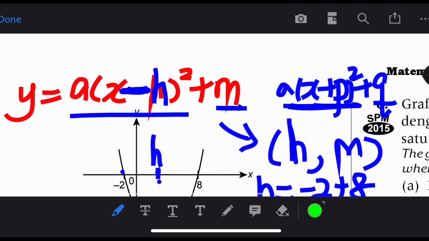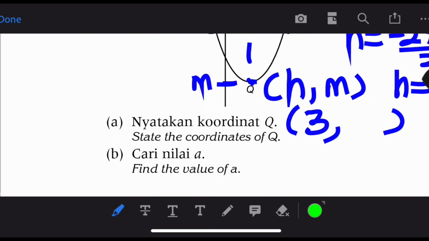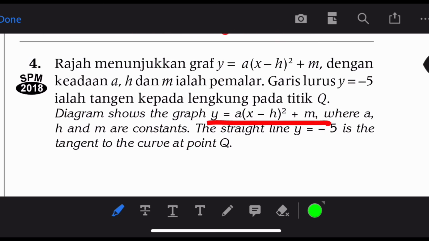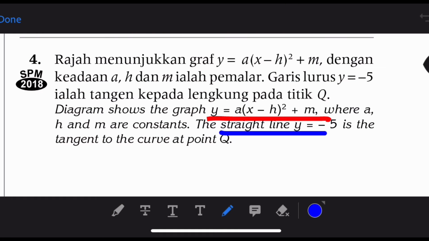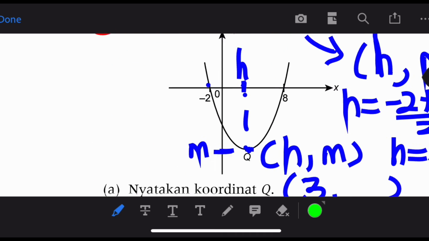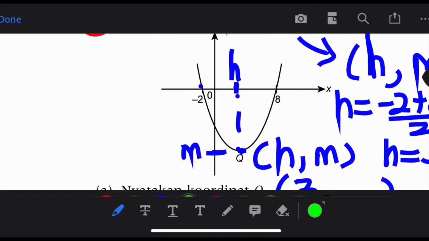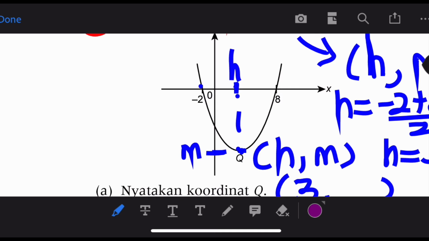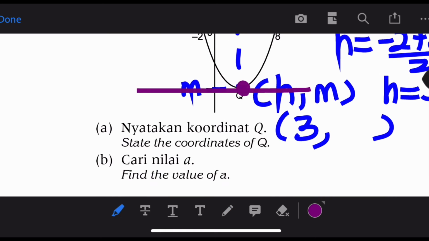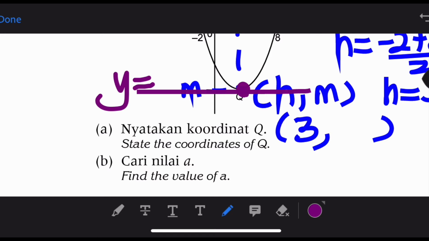So we can go to the question and read that the straight line y equals negative 5 is a tangent to the curve at point Q. So we need to draw the tangent. Some of you are not sure what a tangent is. A tangent is a straight line that touches the curve at a point. This is the only point that touches the straight line. So it's y equals negative 5, so we can say that m is negative 5.